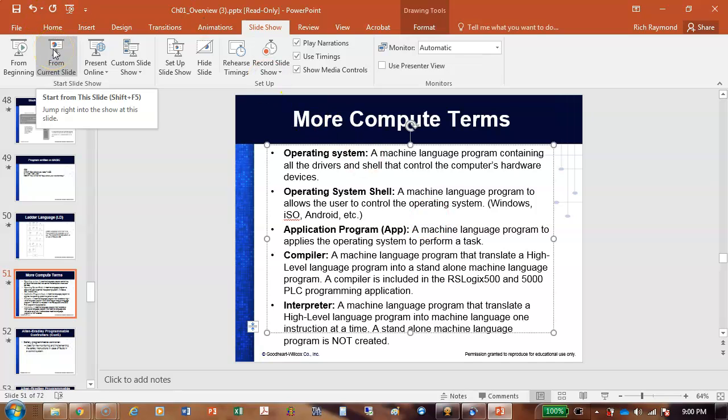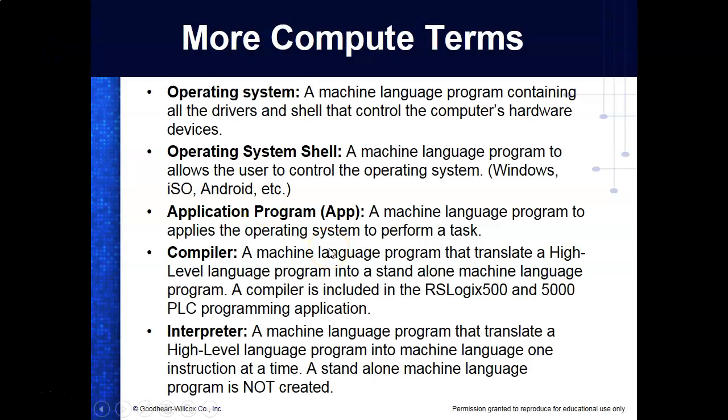So we have a special program that we load called the shell. The shell is the application that allows you to control your operating system. So this allows you to load programs. It allows you to touch a key. It allows you to scroll your screen. It allows all those icons to appear on the screen. So it allows you to control the operating system. The operating system is a machine language program. The shell is a machine language program.